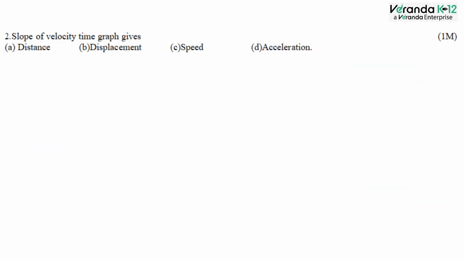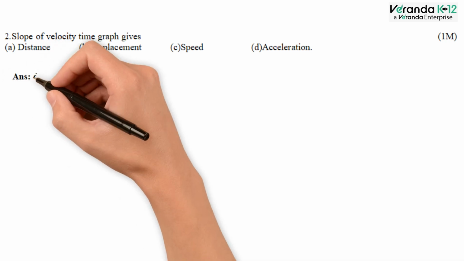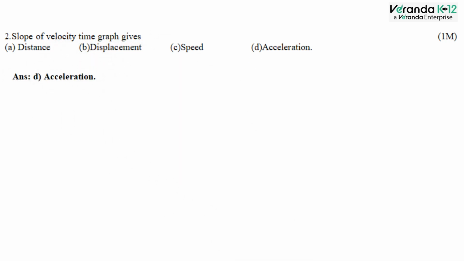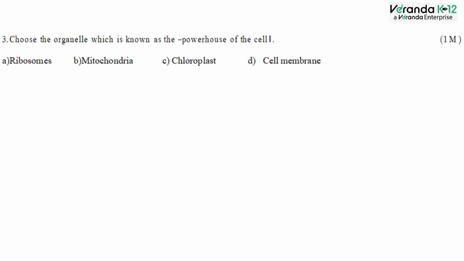Question number 2. The slope of a velocity-time graph gives: A, distance; B, displacement; C, speed; D, acceleration. The correct answer is acceleration, that is D. It carries 1 mark.